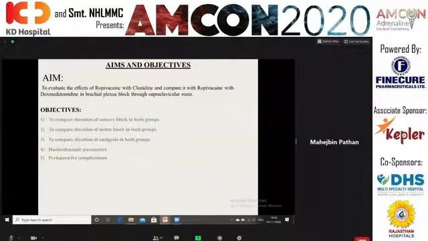My aim was to evaluate the effect of ropivacaine with clonidine and compare it with ropivacaine with dexmedetomidine in brachial plexus block through the supraclavicular route. Objectives were to compare the duration of sensory and motor block in both groups, to compare the duration of analgesia in both groups, hemodynamic parameters, and intraoperative complications. Next slide.